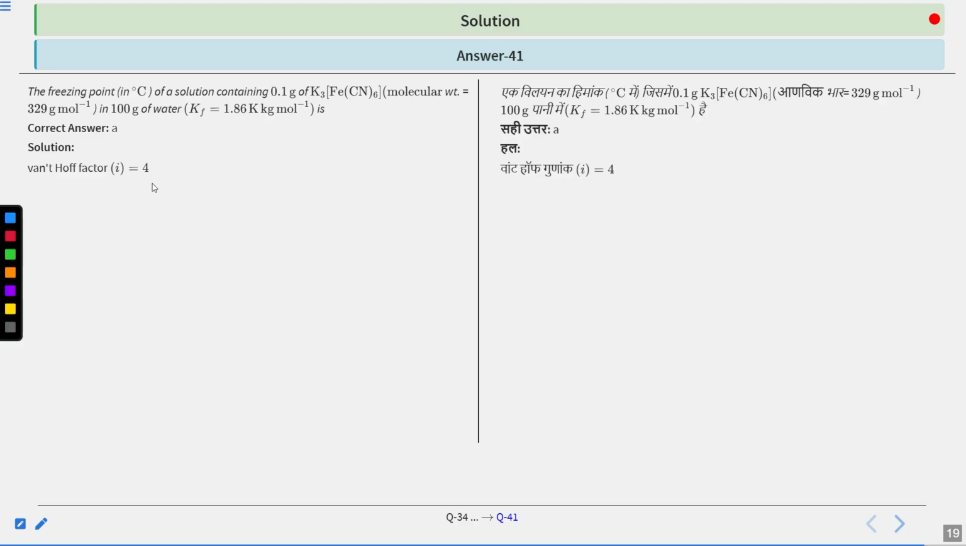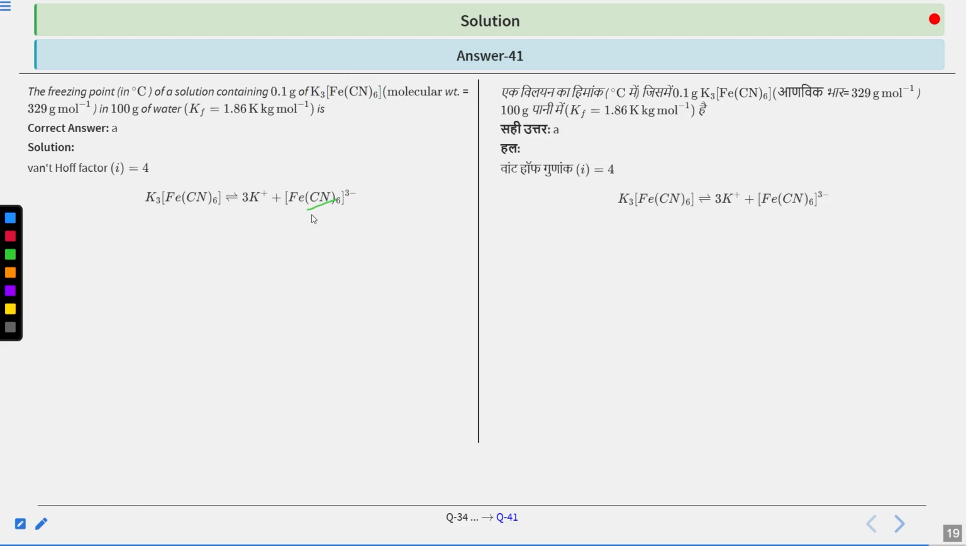So what will be the van't Hoff factor? See, this complex will ionize. This is the secondary valency, and this one is the primary valency. The primary valency is ionizable, so this will give you 3 potassium plus ions, and the complex will form a whole ion. So that will form a total number of 4 ions. So i is equal to 4. Initially, in the ideal case, it was 1, and now it is 4. So 4 by 1, that is 4.